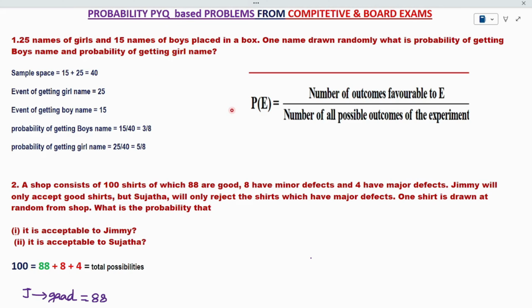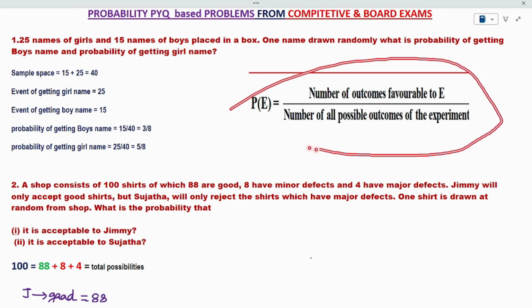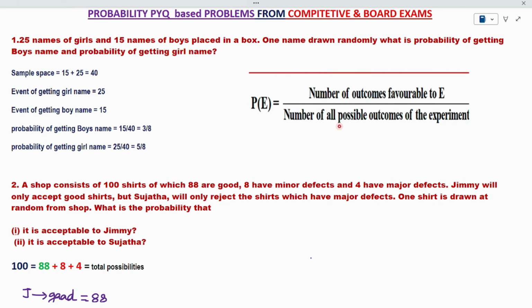While solving any probability problem, we need to keep in mind that the probability of an event equals the number of favorable outcomes by total possible outcomes. We know that all the possible outcomes are 40 in this problem, and we have to find the favorable outcome of girls as well as the favorable outcome of boys. After getting these, we substitute the values in the formula. Then we will get the probability of getting a boy's name and the probability of getting a girl's name. Here the total possibilities are 40. We need to know the favorable outcome for the boys and the favorable outcome for the girls.